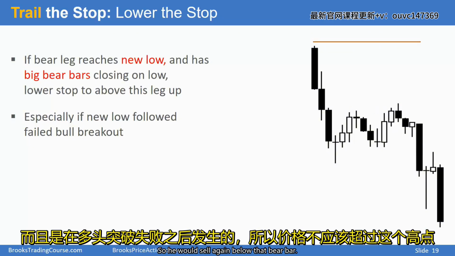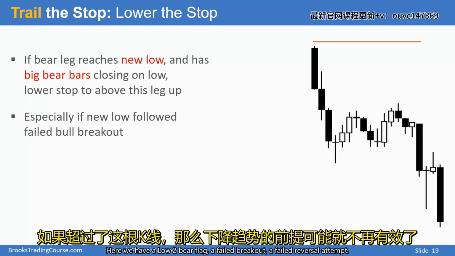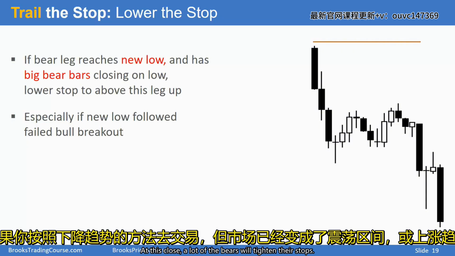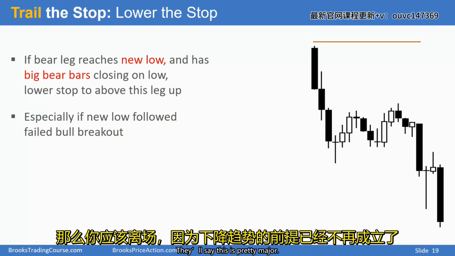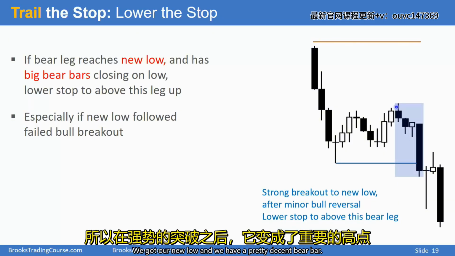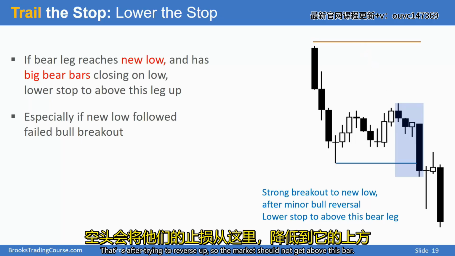So the market should not get above this bar. If it gets above this bar, then the premise of a bear trend is probably no longer valid. The market would then either be in a trading range or in a bull trend. And if you're trading it like a bear trend and it has become a trading range or a bull trend, you want to get out because your premise of a bear trend is no longer valid. So after a strong breakout, this becomes a major lower high, and bears will take their stop from here and put it to just above there.